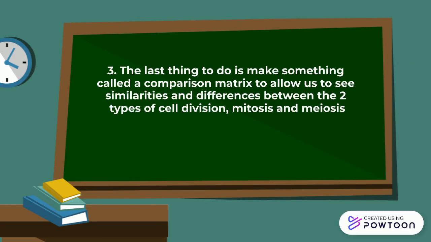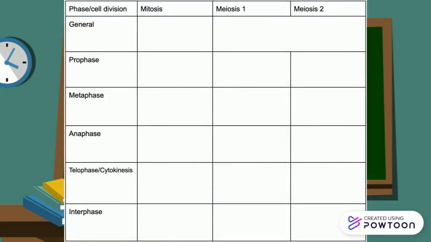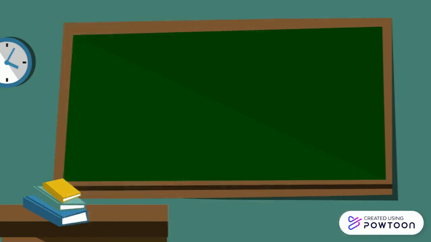The last thing I want you to do is make a comparison matrix, which allows us to see the similarities and differences between mitosis, which we will cover in this lesson, and the 2 stages of meiosis, which we will cover in the next lesson. Please pause the video to copy down this comparison matrix and fill it out along the way.